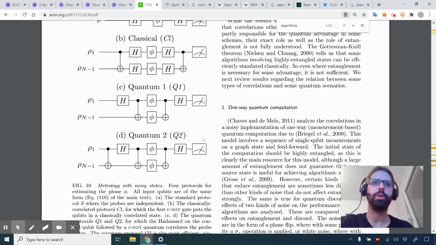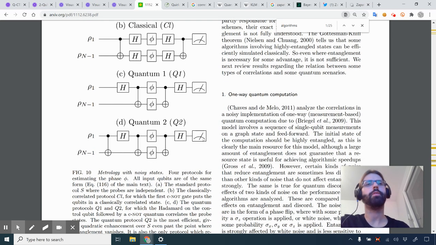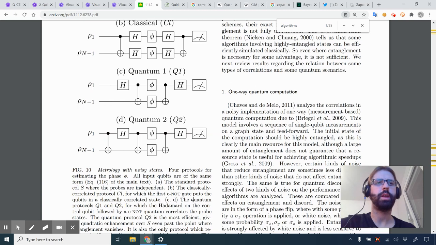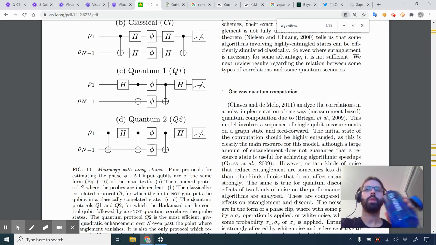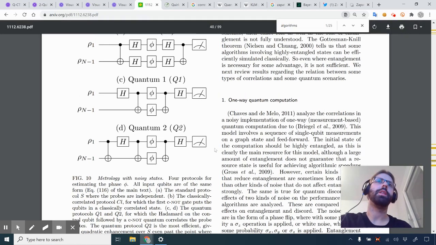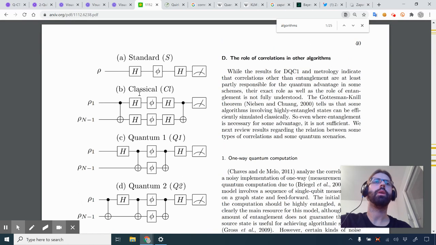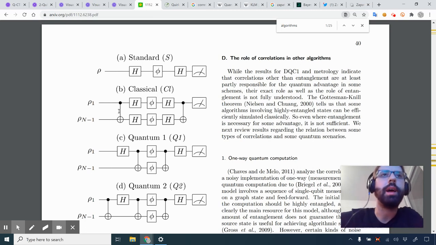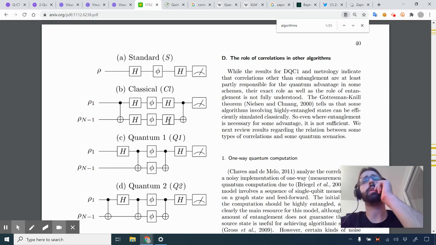Quantum one. There's some figures, metrology with noisy states. Four protocols for estimating the phase phi. All input qubits are of the same form. The standard protocol S, where the probes are independent, the classically correlated protocol. So this is saying that if you entangle the qubits and you apply the same thing with the same phase, that improves the accuracy you can get with the phase.